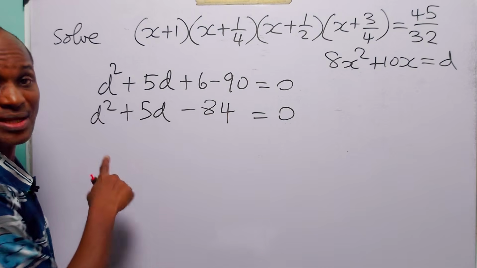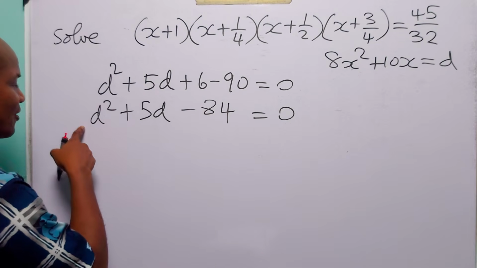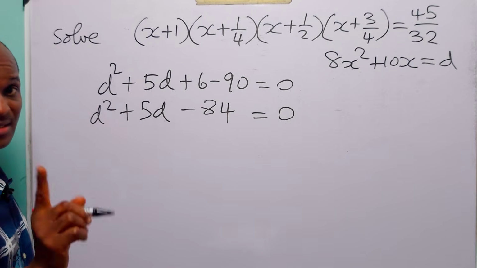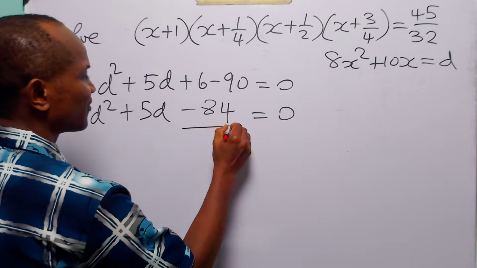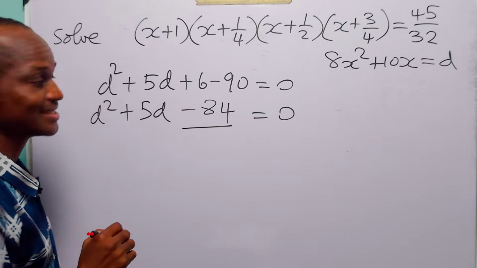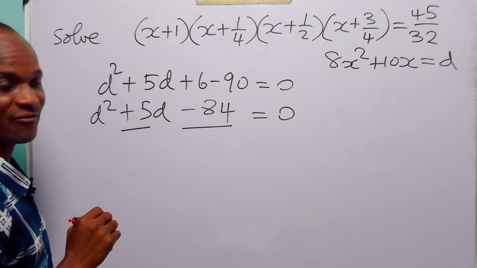We can solve this quadratic equation by factorization. And of course, since the coefficient of d squared is 1, all we need to do is to find the factors of minus 84 that add up to 5.